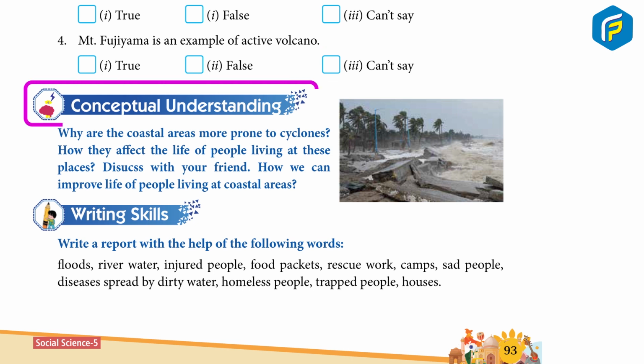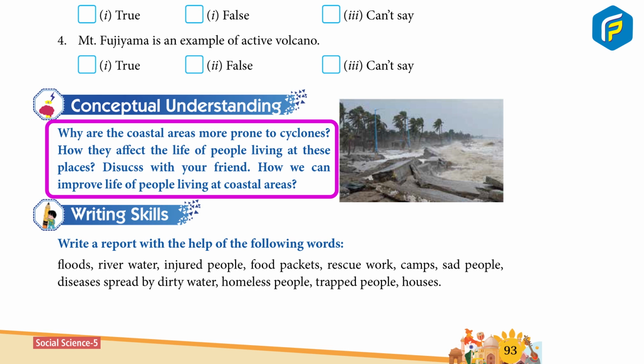Conceptual understanding. Why are the coastal areas more prone to cyclones? How do they affect the life of people living at these places? Discuss with your friend how we can improve the life of people living in coastal areas.